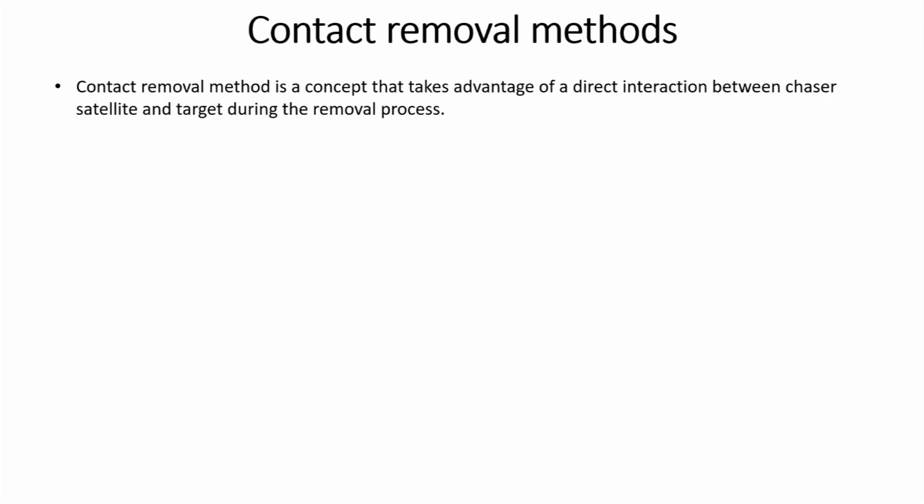Now, these are all about the contactless methods. Now, there are the contact removal methods. A contact removal method is a concept that takes advantage of direct interaction between the chaser satellite and the target during the removal process. All these techniques are being discussed because the debris types and categories are always different. So, you need different types of techniques depending on what the debris is, what its size is, and where it is. That is why different methods are used, whether it is a contact method or a contactless method.